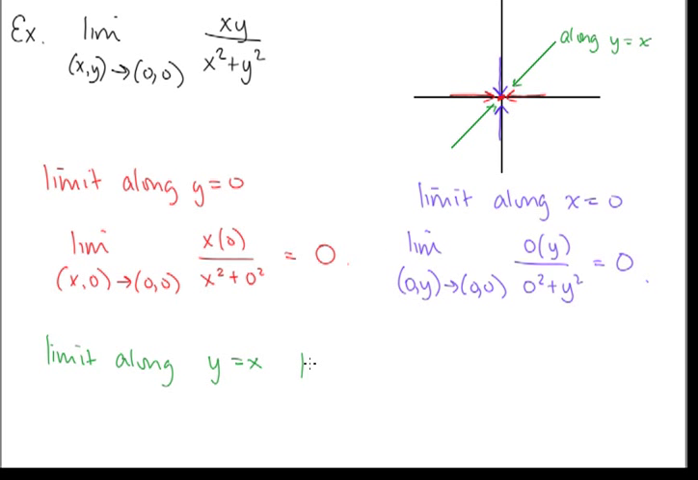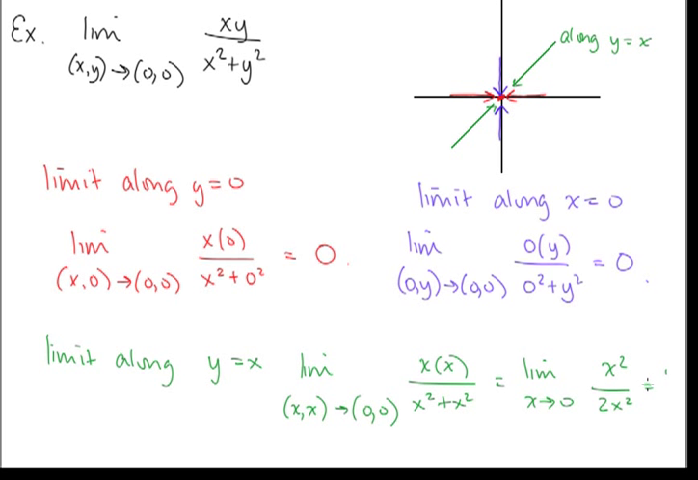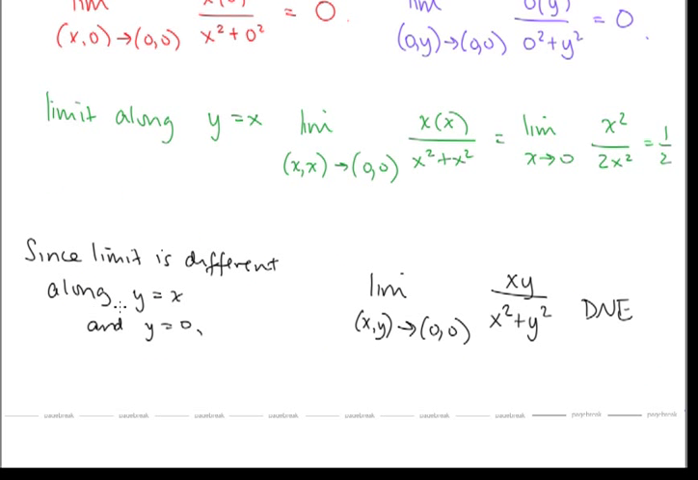If y is equal to x, then we're going to have the limit, say, as (x, x) goes to (0, 0) of x times x over x squared plus x squared. So we're going to have the limit as x goes to 0 of x squared over 2x squared, and that is 1/2. Now we have a different limit, so this limit does not exist. Since the limit is different along y equals x and, say, y equals 0, this limit does not exist.